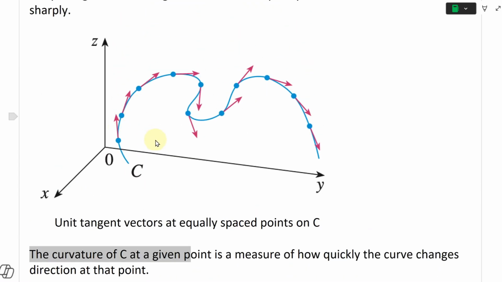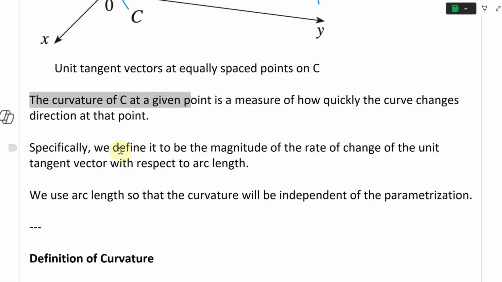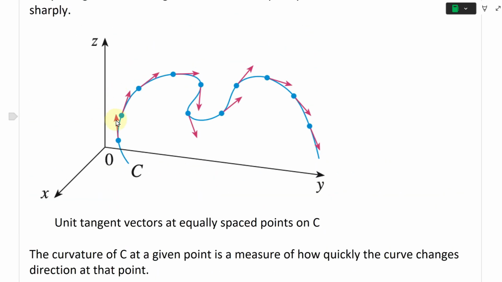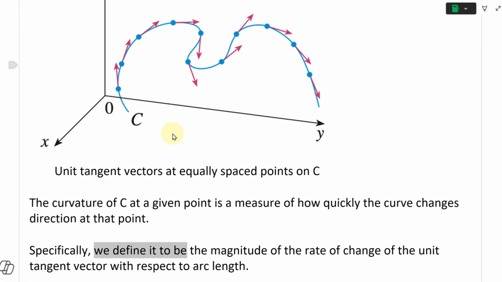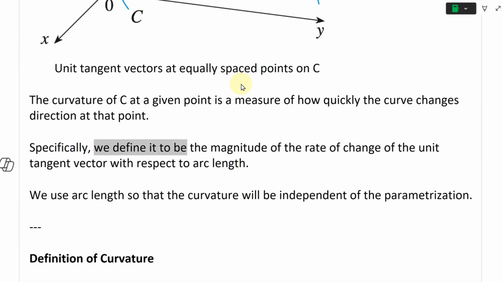These are the unit tangent vectors, and specifically we define the curvature to be the magnitude of the rate of change of the unit tangent vector. So as this is changing right here, basically the derivative of this unit tangent vector signifies the curvature. If this is a low amount of change, it's going to be low curvature. High amount, it's going to be high curvature.